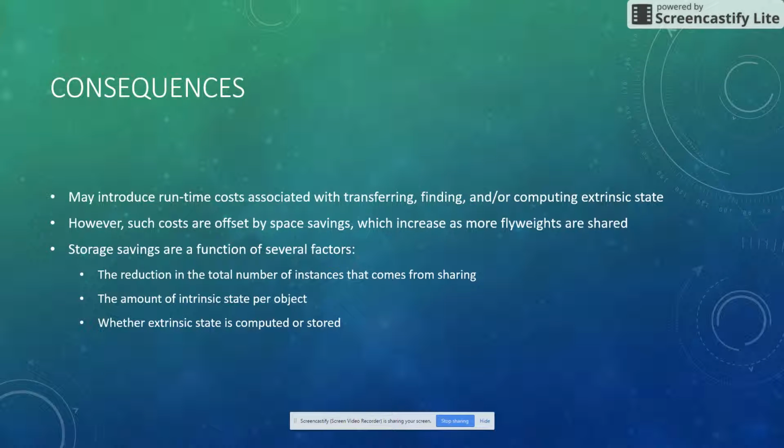Consequences of the flyweight pattern is that it may introduce runtime costs associated with transferring, finding, and/or computing extrinsic state, especially if it was formerly stored as intrinsic state. However, such costs are offset by space savings, which increase as more flyweights are shared. So storage savings are a function of several factors: the reduction in the total number of instances that comes from sharing, the amount of intrinsic state per object, and whether extrinsic state is computed or stored.